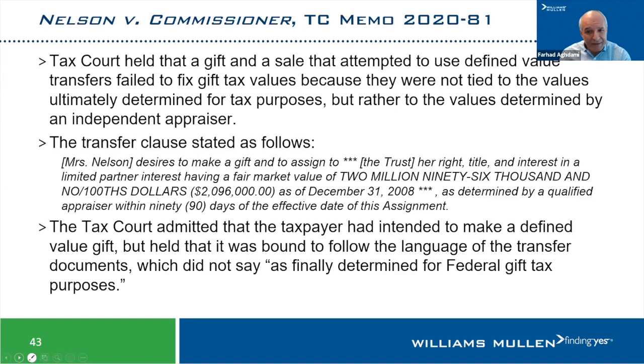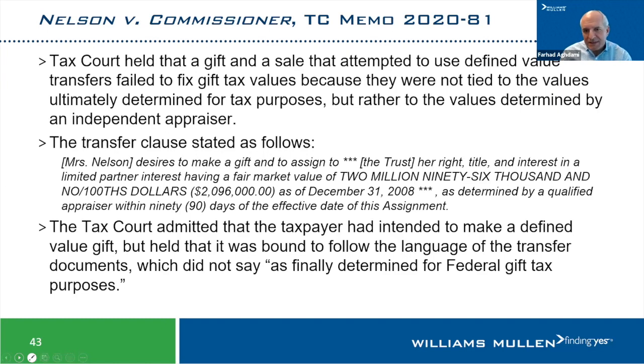Because that's really, at the end of the day, you can find an appraiser who will say these interests are worth $2,096,000, but if the IRS doesn't agree, your defined value clause really doesn't work, because they're going to come in and say, well, this is what you've transferred. And if the court ultimately says that the value your appraiser came up with is different, then you're going to be paying gift tax. That's effectively what happened: they reduced the size of the discount. So even though the appraiser determined this, it really needs to be finally determined for federal gift tax purposes.